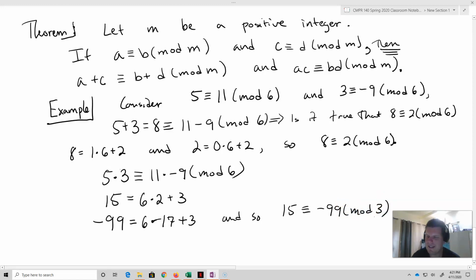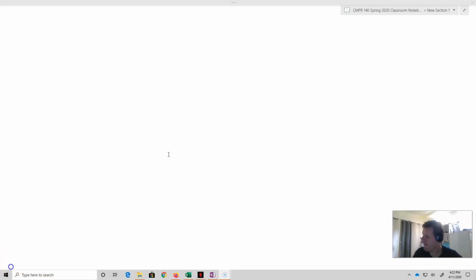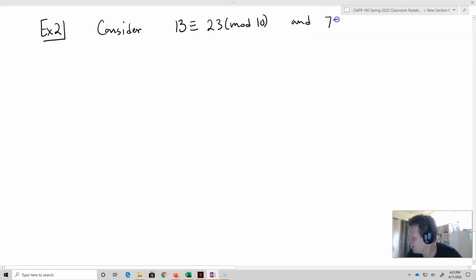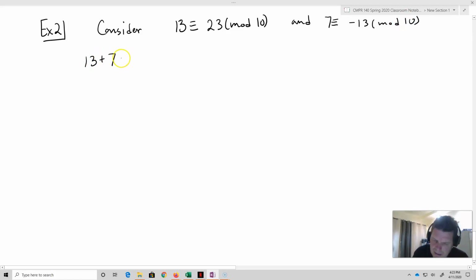That's kind of nice. All right, let's take a look at another example. In our second example, we'll consider that 13 is equivalent to 23 mod 10, and that 7 is equivalent to negative 13. So 13 plus 7 is equal to 20. And then we've got 23 plus negative 13, which is equal to 10.